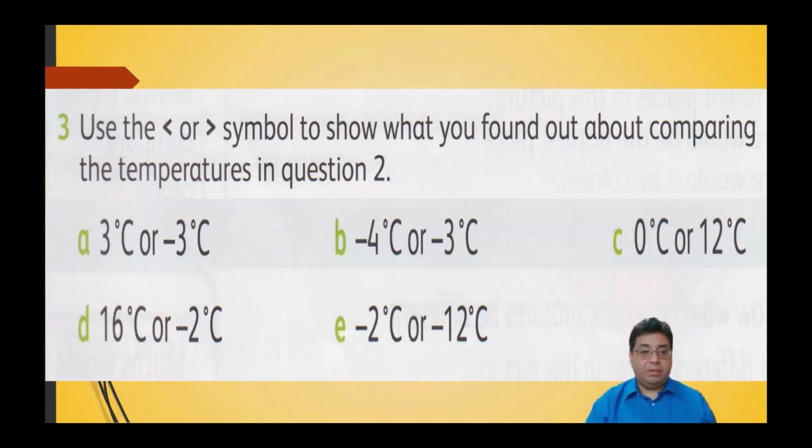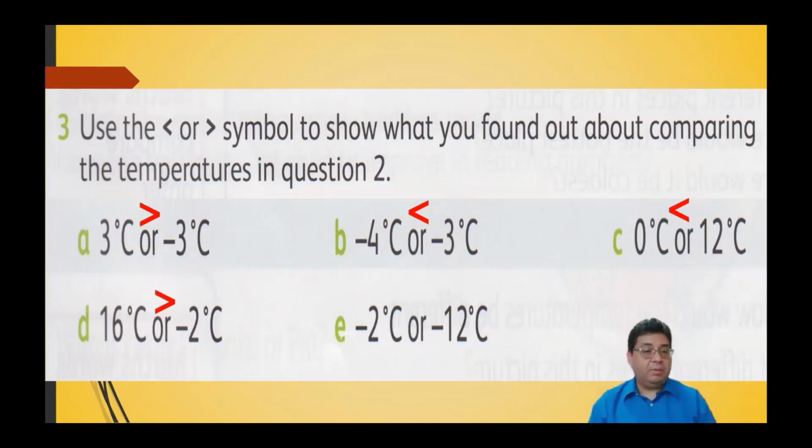So if we're looking at letter A, what do we know about letter A? Well, we know that 3 degrees Celsius is warmer than -3 degrees. For letter B, we know that -3 degrees Celsius is warmer than -4 degrees Celsius. Well, actually, the way you would read this is -4 degrees Celsius is colder than -3 degrees Celsius.